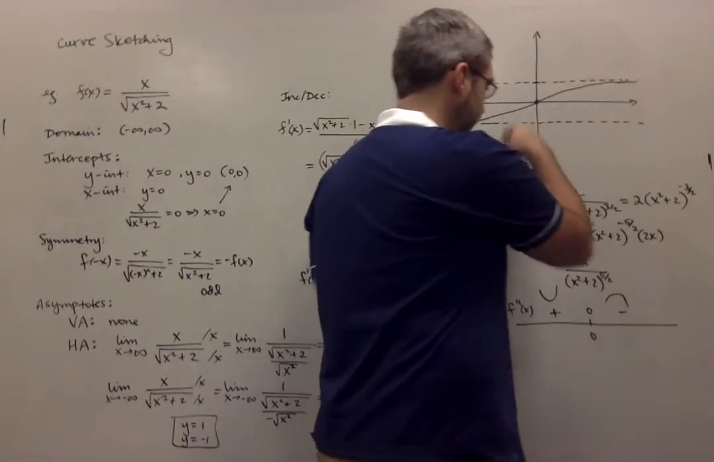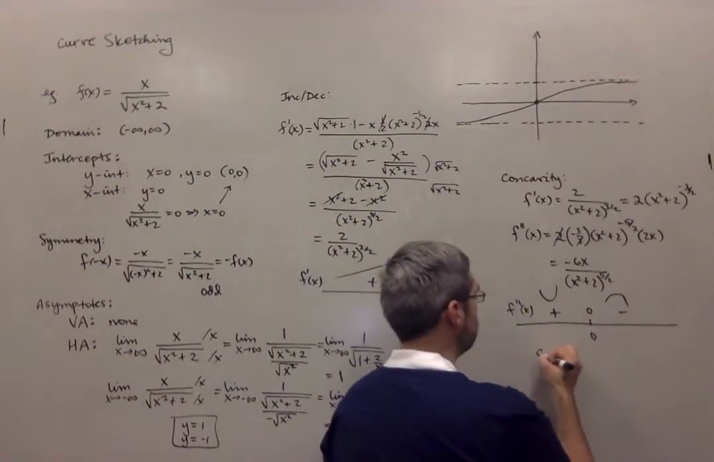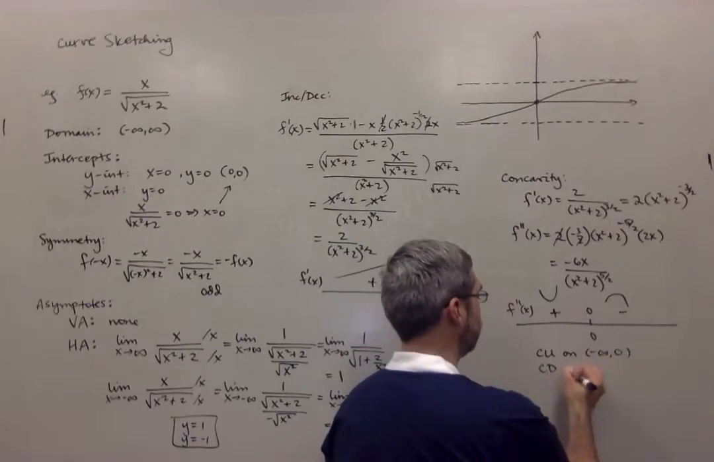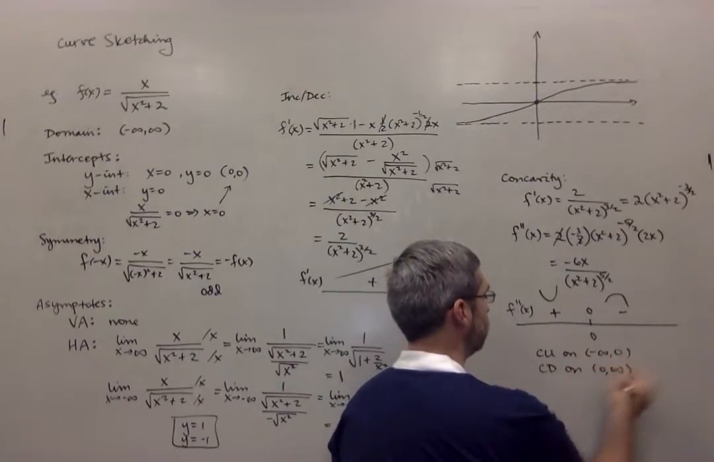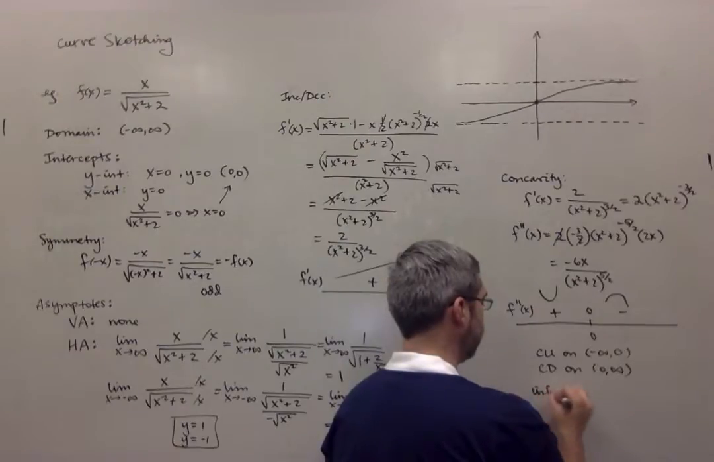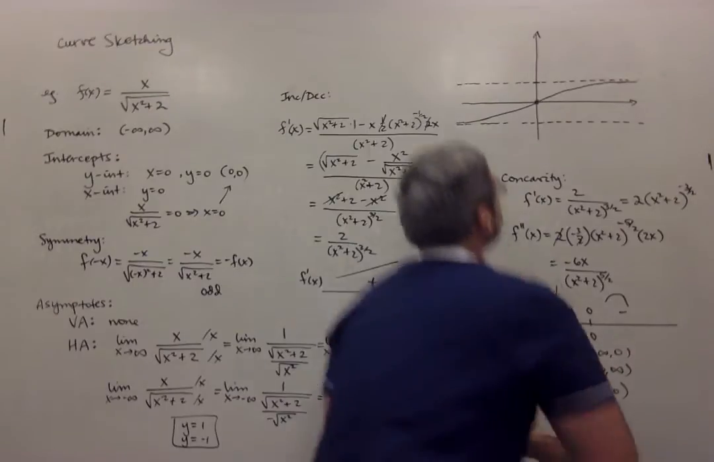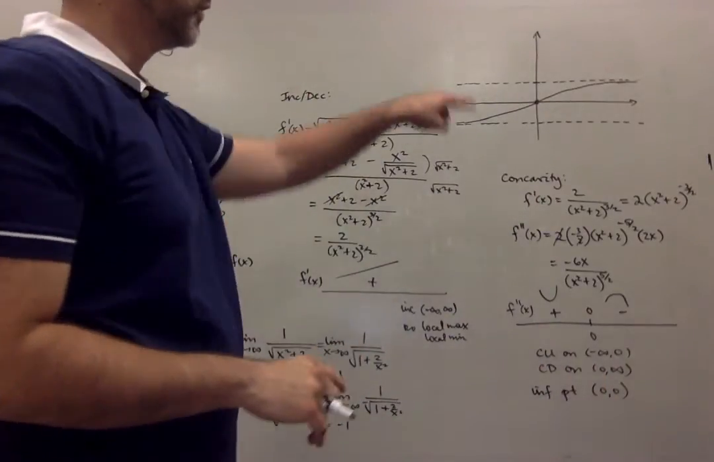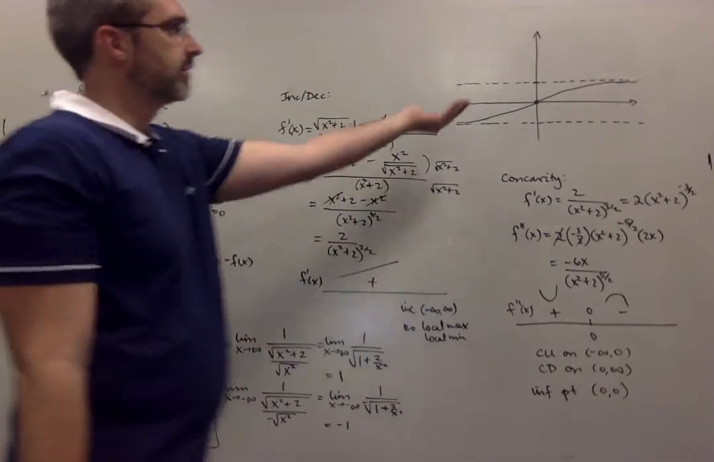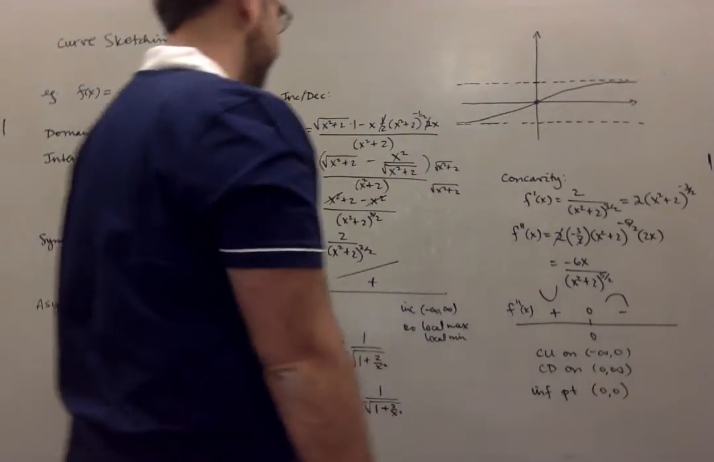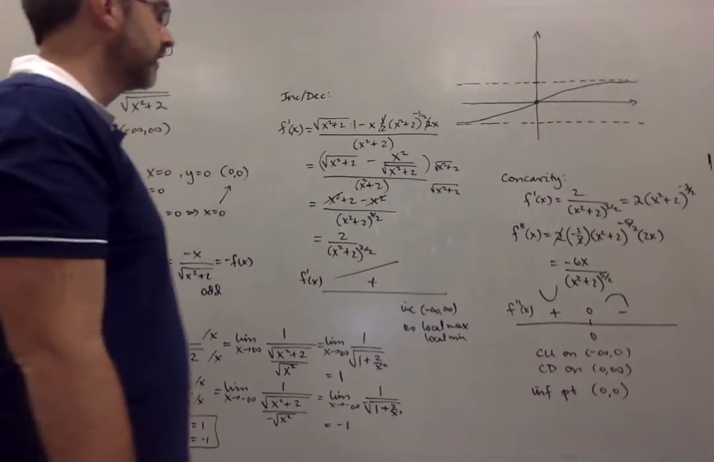So as we suspected here, we're concave up on the interval from negative infinity to 0. We're concave down from 0 to infinity, and we end up getting an inflection point right at the origin at 0, 0. And that's what we expected to have happen. We're curved up here and curved down here. We changed concavity right there at the origin. All right?